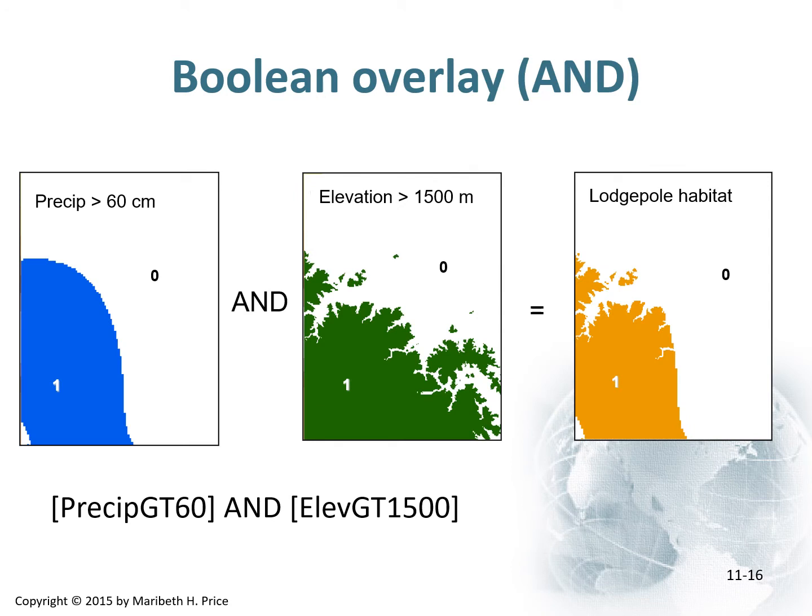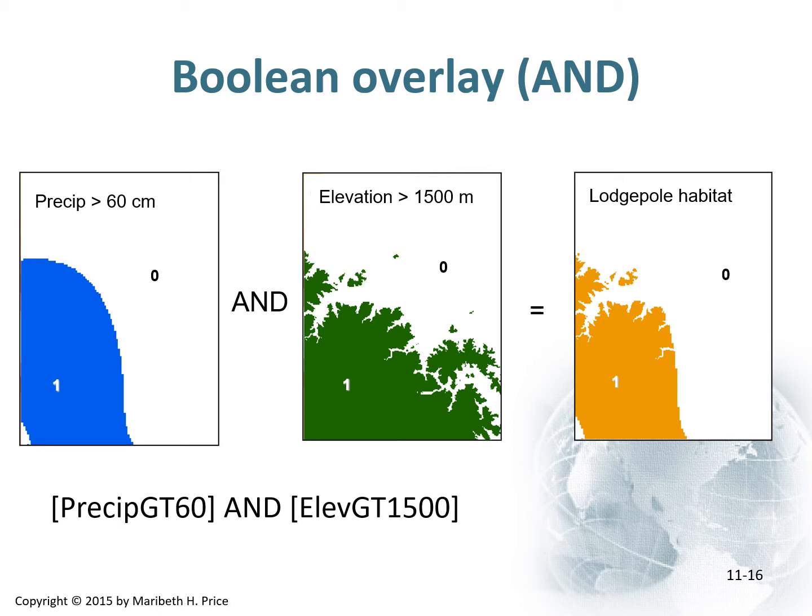Alright, so where does the rubber meet the road? What do we actually do with this? Well, let's look at this lodgepole pine habitat model. This is a Boolean habitat model. It isn't a really complicated one, not an index model. It's simply where meets these two basic criteria: precipitation over 60 centimeters, elevation above 1,500 meters.